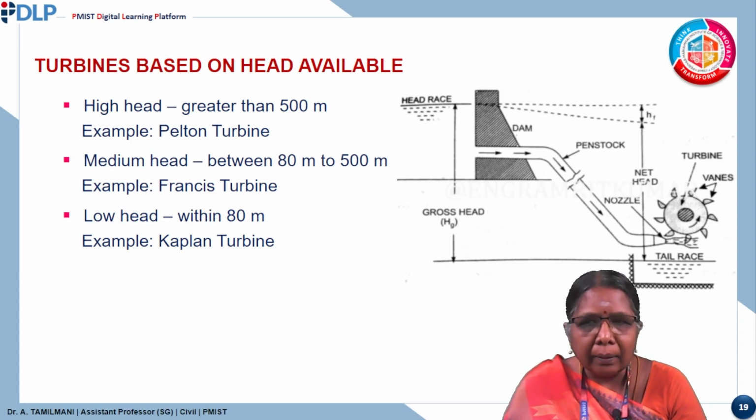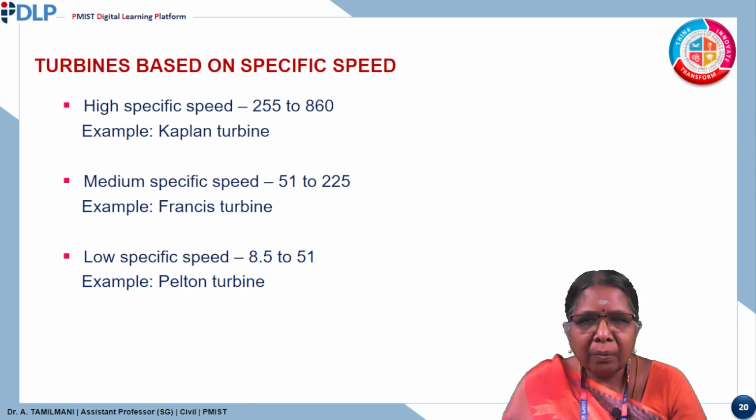Example, Kaplan turbine. The next one, based on specific speed of the turbine. Specific speed is the speed of the turbine that produces 1 kilowatt of power when working under 1 meter of head. So, here also we have 3 classifications: high specific speed, medium specific speed, and low specific speed.